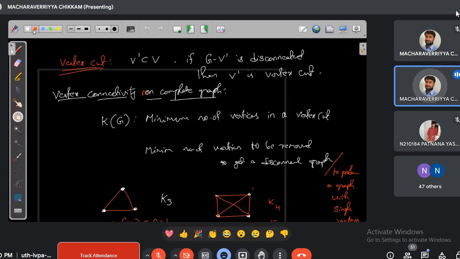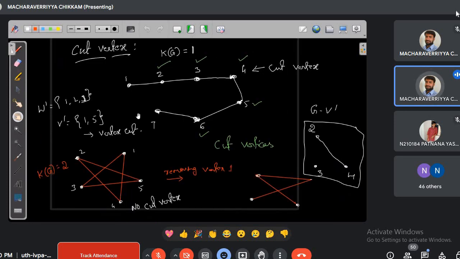So here you can see the definition of vertex cut. That is a subset V prime of the vertex set, so that G minus V prime becomes disconnected. G minus V prime, here you can see the example. Here by taking V prime equal to {1, 5}, you remove these 2 vertices from the graph so that you get G minus V prime, which is here. The graph becomes disconnected. Therefore, I can call this set a vertex cut.